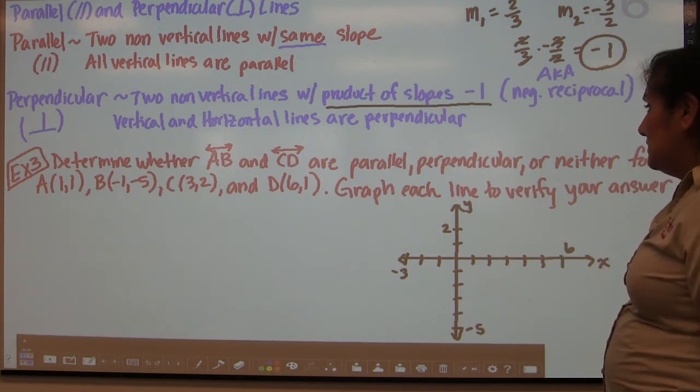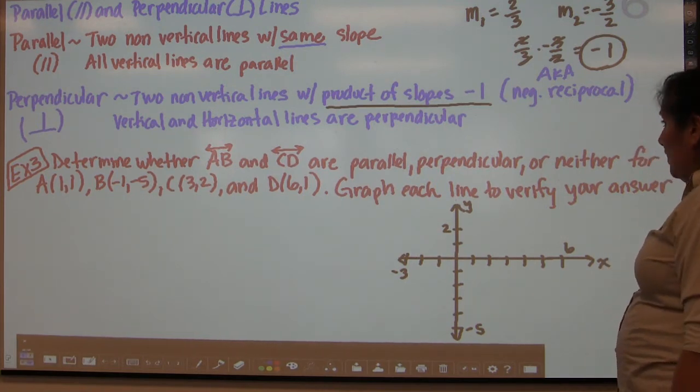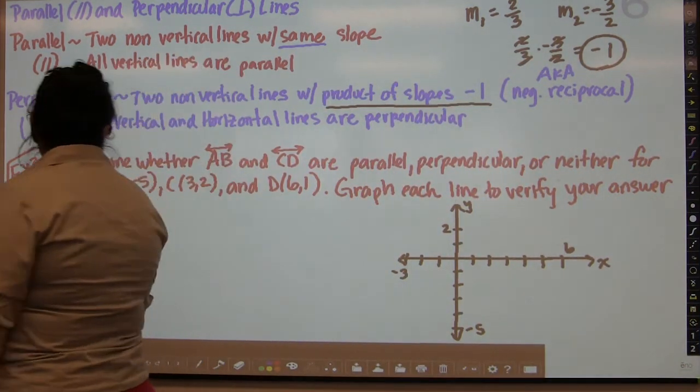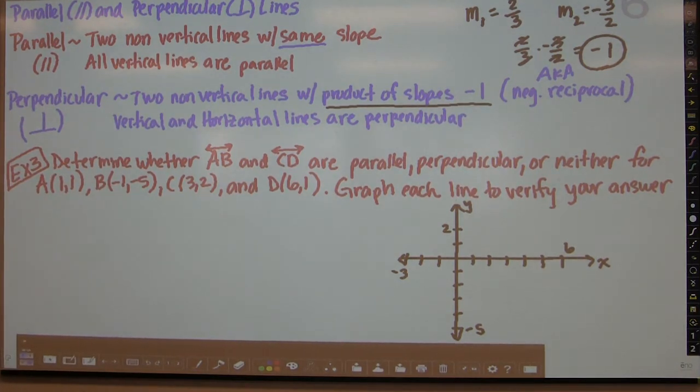Okay, so here we go. Determine whether AB and CD are parallel, perpendicular, or neither for A(1, 1), B(-1, -5), C(3, 2), and D(6, 1). Graph each line to verify your answer.